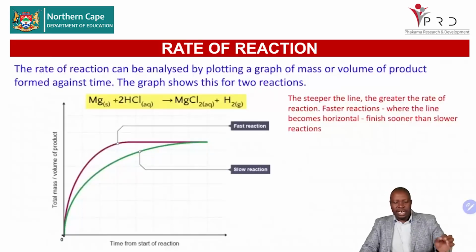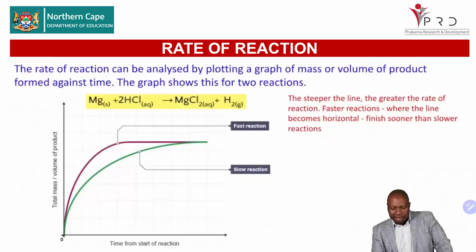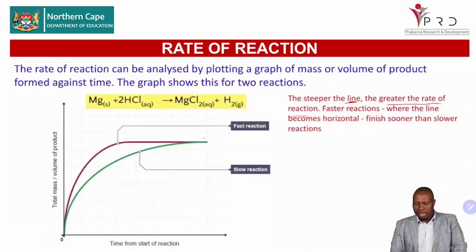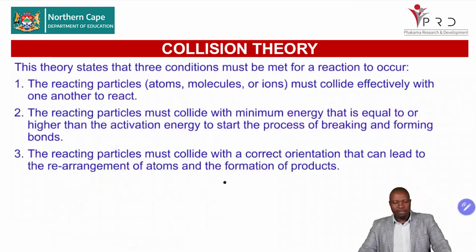And then the importance of the graphs: we have here the reaction where we have a slow reaction and a fast reaction in red there. So you can see the steeper the line or the steeper the curve, the greater the rate of reaction, and faster reactions, where the line becomes horizontal, finish sooner than slower reactions. But you can see at the end they are ending at the same point. When we increase the factors, definitely the rate of reaction increases and the graph becomes steeper. So it's important that you have that knowledge.